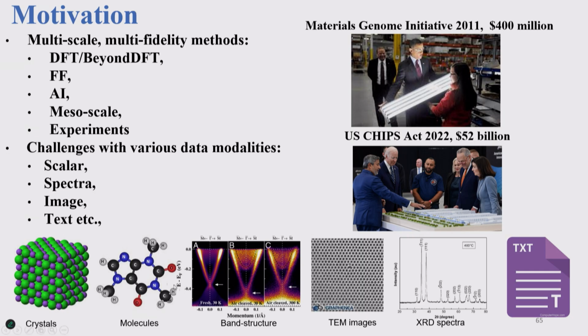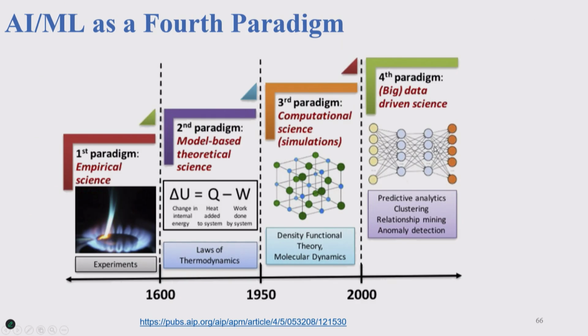So the crystal structure, molecular structure, images and spectra and documents, right? And there was an initiative called the Materials Genome Initiative, which was started by former President Barack Obama, and the US CHIPS Act by Joe Biden in 2022 really pushed this kind of systematic material design and bridged the gap between scientific research and industry.